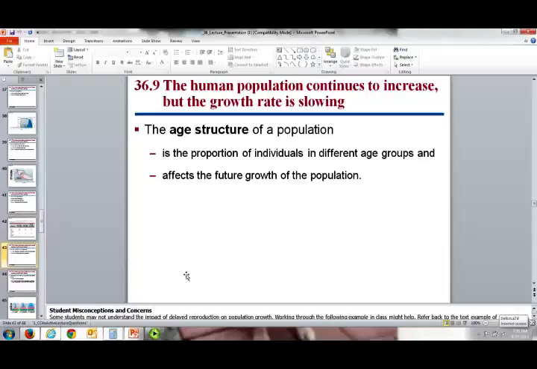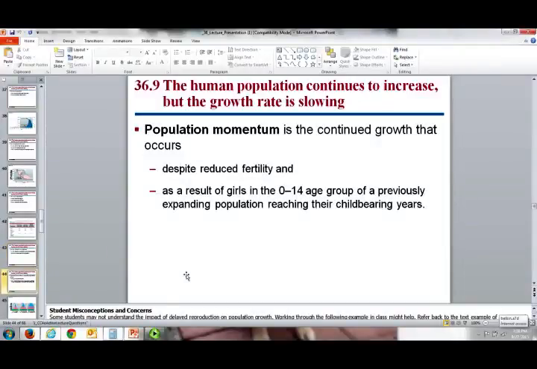So the age structure of a population is important. It also helps to predict the future of the population. The age structure is the proportion of individuals in different age groups, and that will affect future growth of the population. So population momentum is the continued growth that occurs. This is despite reduced fertility and as a result of the girls in the 0 to 14 age group of a previously expanding population reaching their childbearing years. So when those girls go into their childbearing years, you know you're going to see an increase in the population.